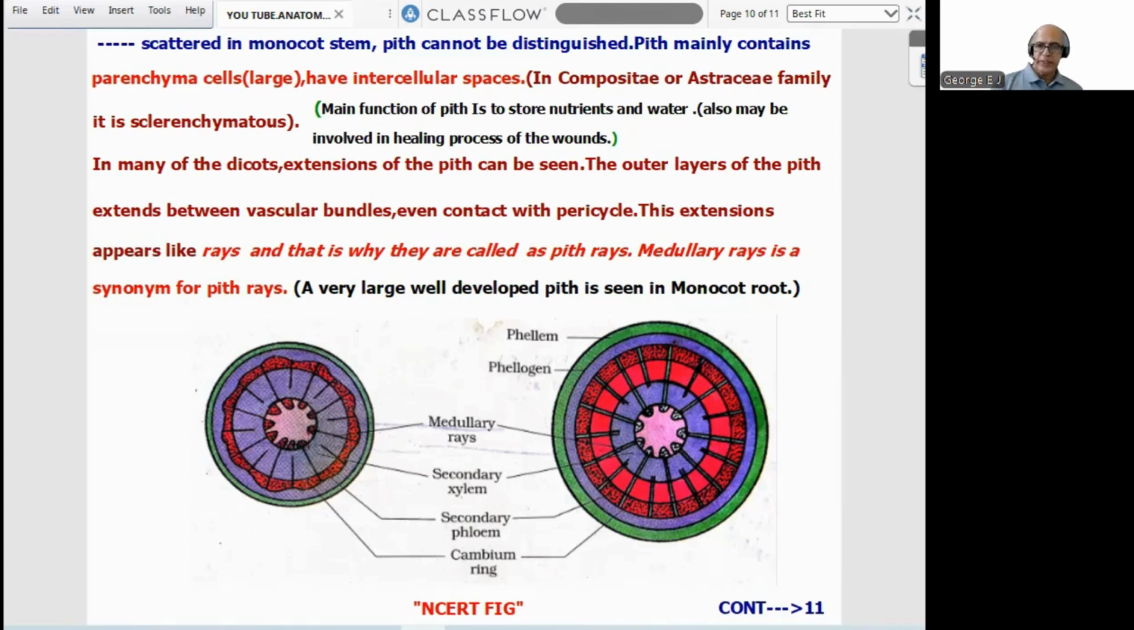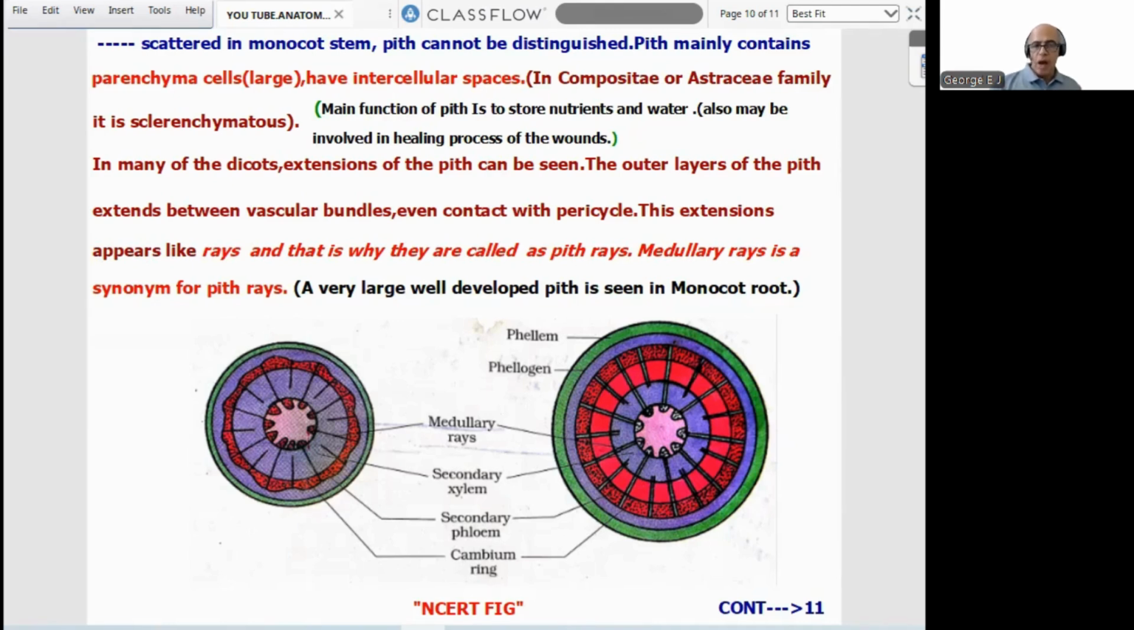Some scientists suggest it may also be involved in the healing of wounds. In many dicots, extension of the pith can be seen. The outer layer of the pith extends between vascular bundles, even making contact with the pericycle. These extensions appear like rays, R-A-Y-S, and that is why they are called pith rays, otherwise called medullary rays. So pith rays and medullary rays are the same.